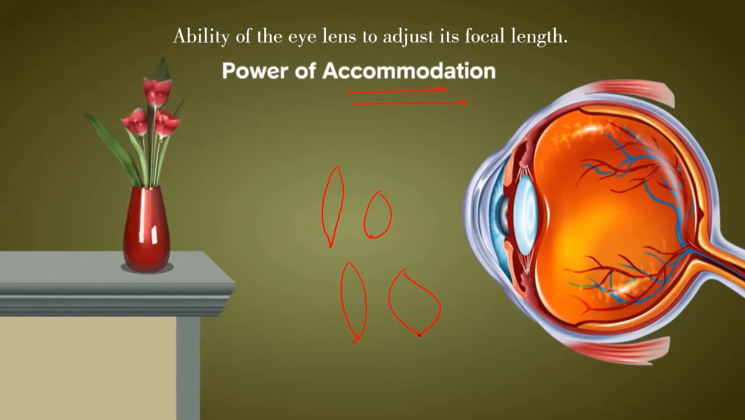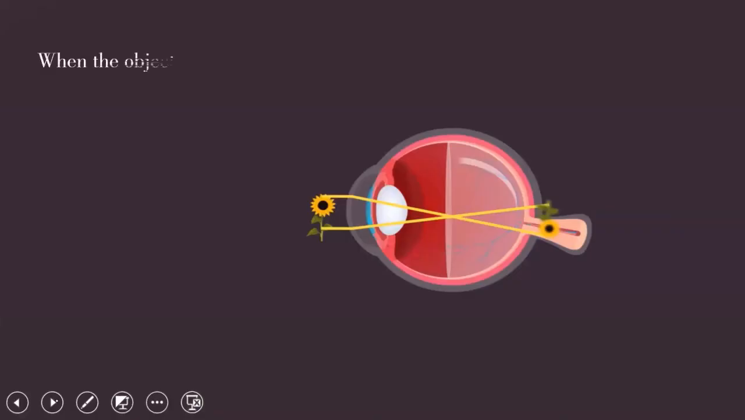And who helps the eye lens in adjusting its focal length? It is these ciliary muscles. Okay, these ciliary muscles will stretch the eye lens, relax the eye lens. So that is why your ciliary muscles are also important, because of the ability of this eye lens to adjust the focal length. Now this entire phenomenon, this ability of the eye lens to adjust the focal length according to the object, is called the power of accommodation.